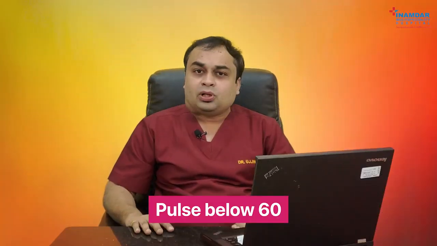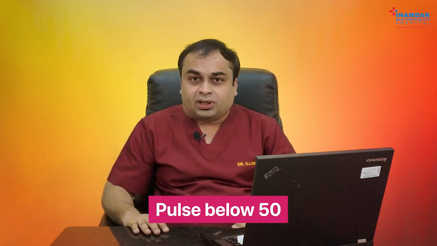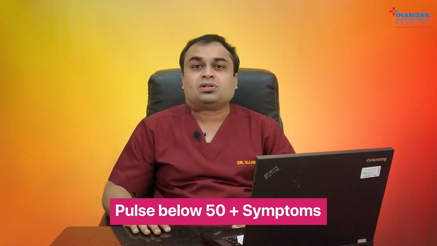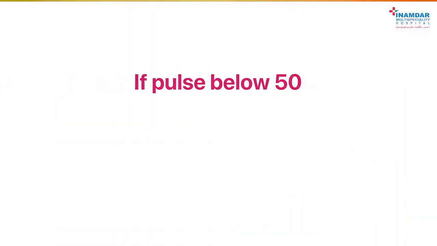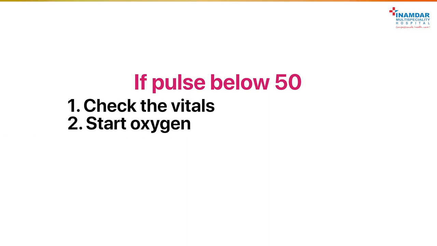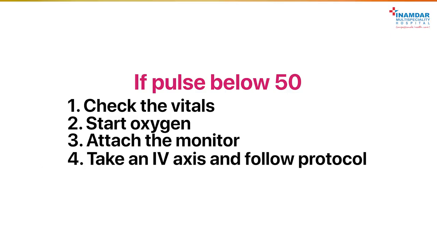When the pulse goes below 60, we call it bradycardia. But when the pulse goes below 50 and starts showing some symptoms, it is called bradyarrhythmia. So let's see what the bradyarrhythmia protocol is. First, when the patient has a pulse below 50, you have to check vitals, then start oxygen, then attach a monitor, then take IV access and start the treatment protocol.